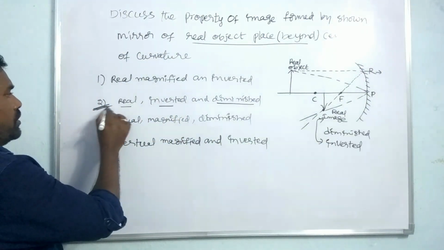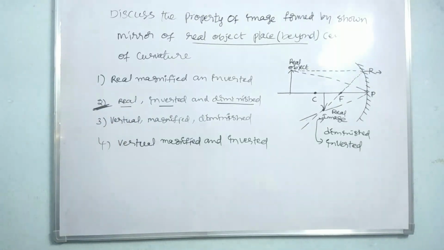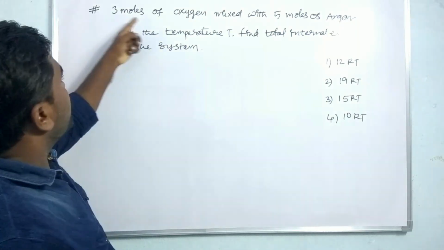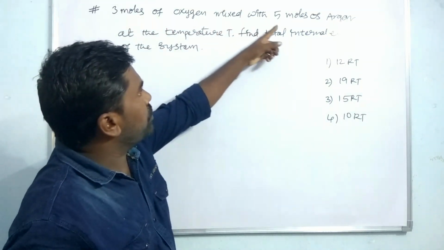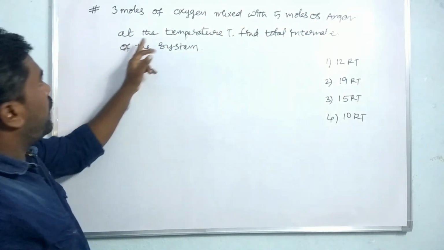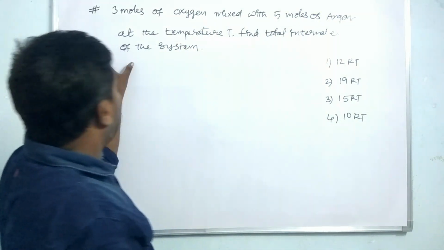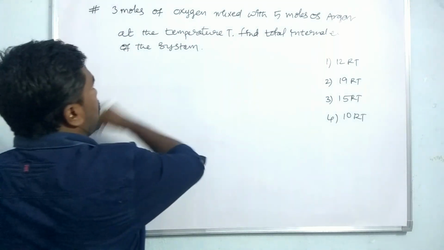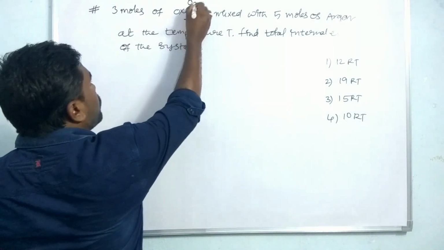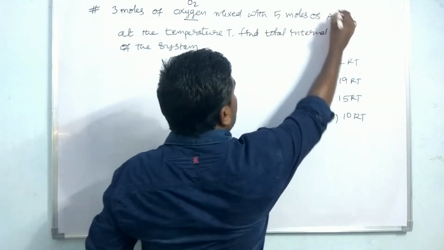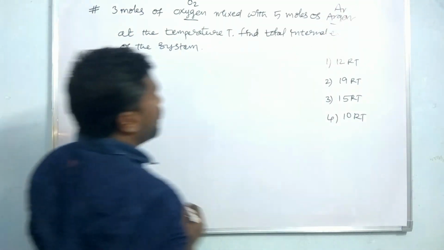Okay, so this is the option here. Let us see one more question. Here there was one more question: 3 moles of oxygen mixed with 5 moles of argon at the temperature T. Find the total internal energy of the system.